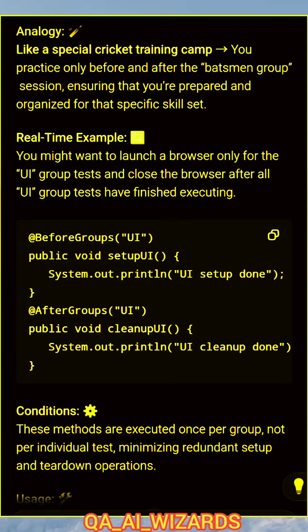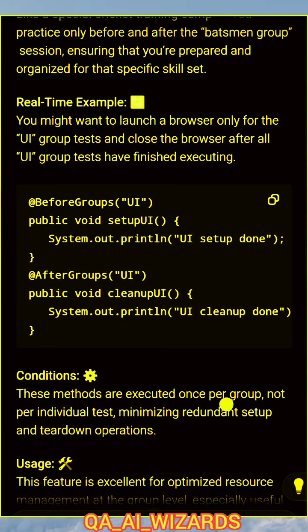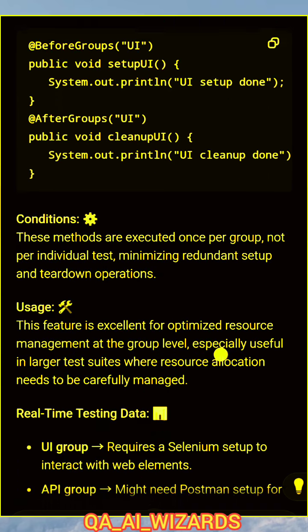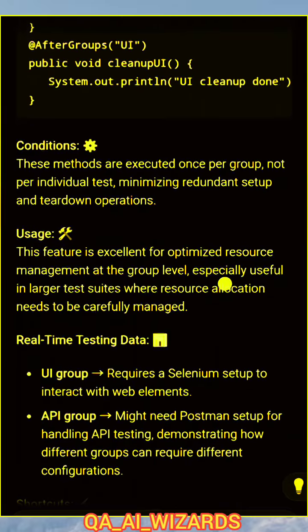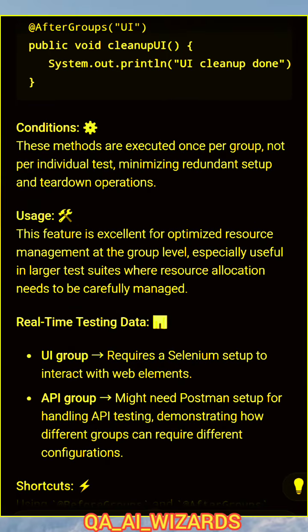So we can write the code snippet like @BeforeGroups("UI") public void setupUI method and System.out.println("UI setup done"). And @AfterGroups("UI") public void cleanUI method and System.out.println("UI cleanup done"). So these conditions are executed once per group and not per individual test, minimizing the redundant setup and teardown operations.